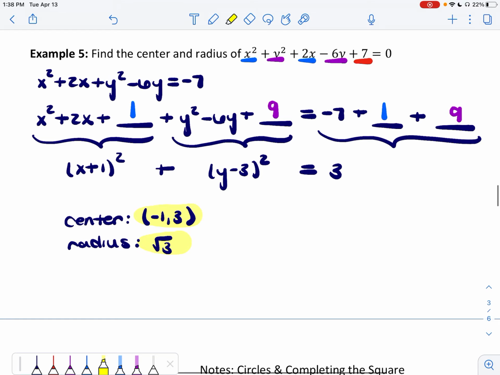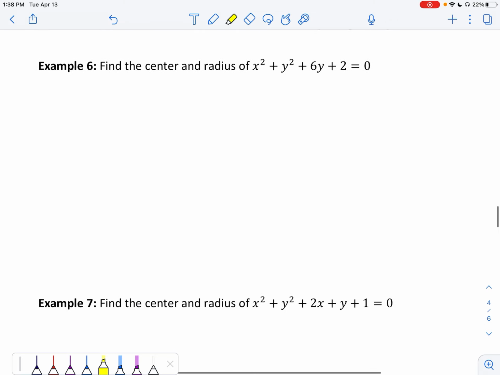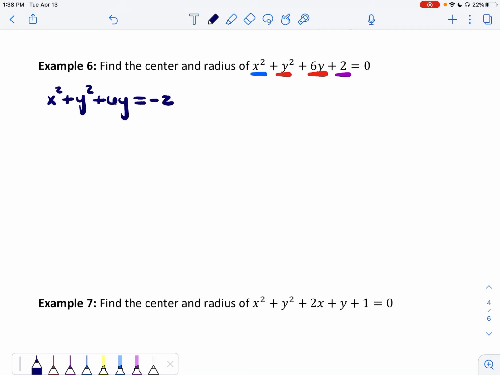All right. Let me try example 6. Okay. All right, so same as the last one. We want to group our x's, group our y's, and move any constant terms over to the other side. So on this one, we only have the 1x squared term. We have the y squared and the 6y that we're going to group together. And then our 2 is our constant that we're going to move to the other side. So x squared plus y squared plus 6y equals negative 2. So start by just rearranging it.